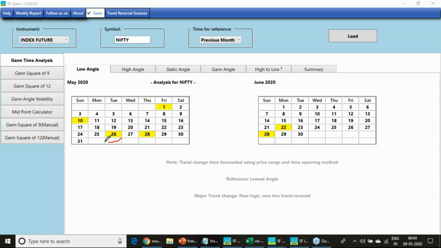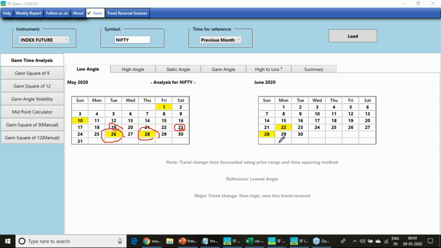Now coming to the future trend reversal dates, 26 and 28, these two dates for the Nifty, and the high angle method is giving you 19th and 23rd. 23rd is again coming on a holiday. So 26th, 22nd or 25th it is going to replicate. So 19th of May, 23rd of May, and 26th and 28th are the trend reversal dates.